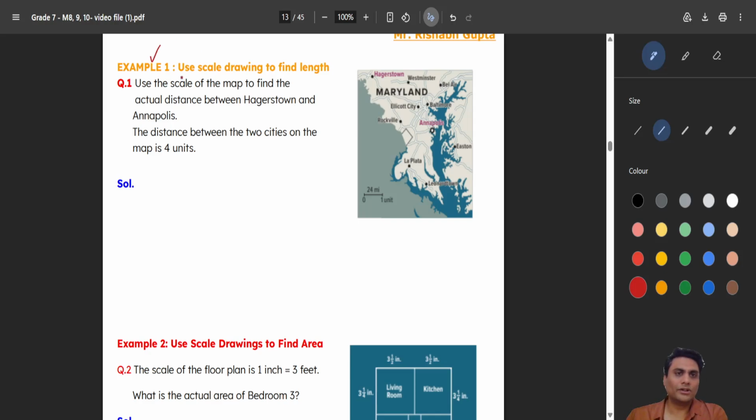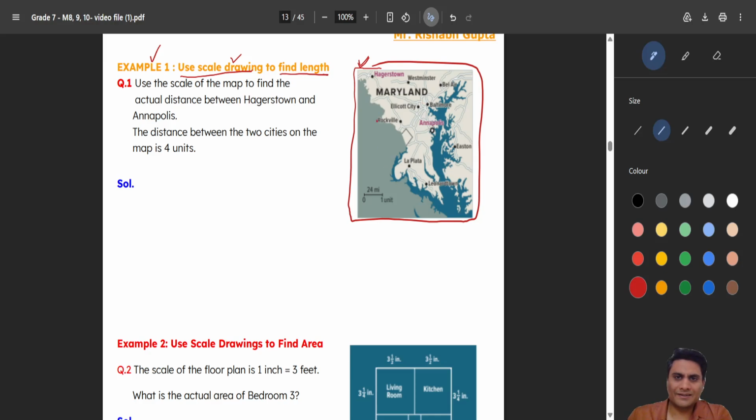Example number 1. Use the scale drawing to find the length. We have to use the scale drawing. So this is a scale drawing, a smaller version of a country, or a state. Now, a lot of places are given here, Hagerstown and Westminster and all these cities, right? But what does he want? He said use the scale of the map to find the actual distance between Hagerstown and Annapolis.